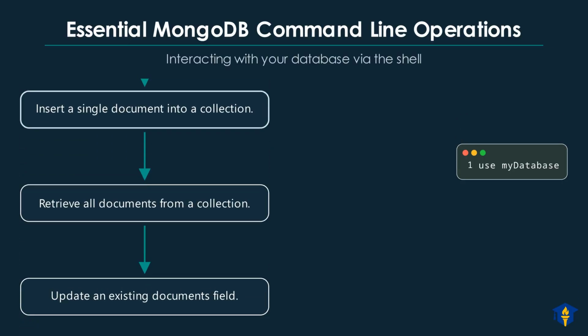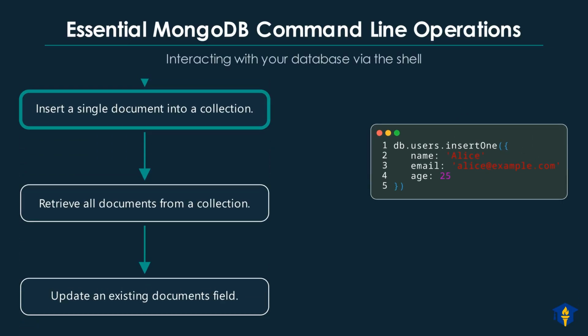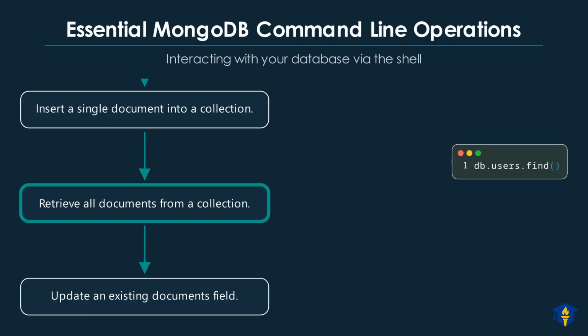To insert data, you can add a single document into a specified collection within your database. This code uses db.users.insert to add a new user named Alice with her email and age. You can easily retrieve all documents from a collection to view their contents. The db.users.find command will return every document stored in the users collection.